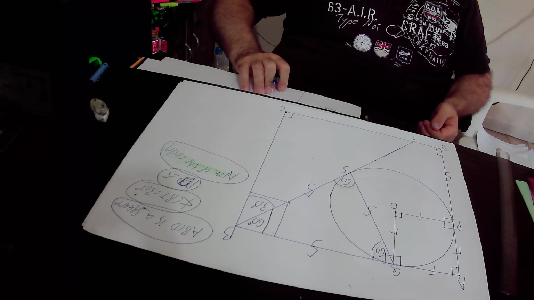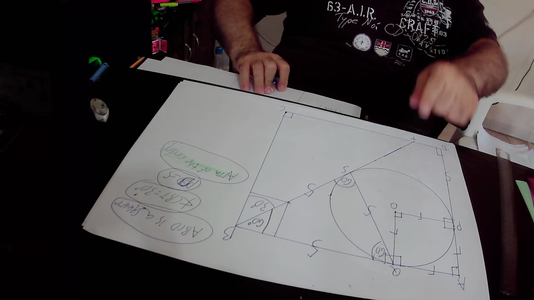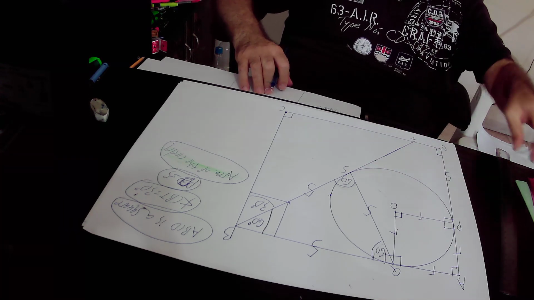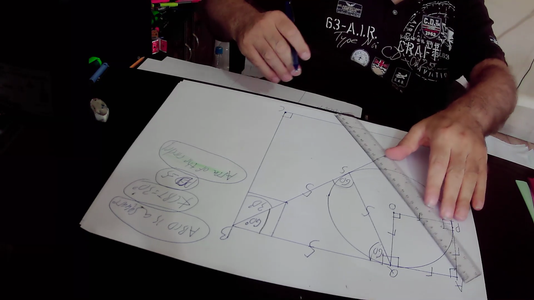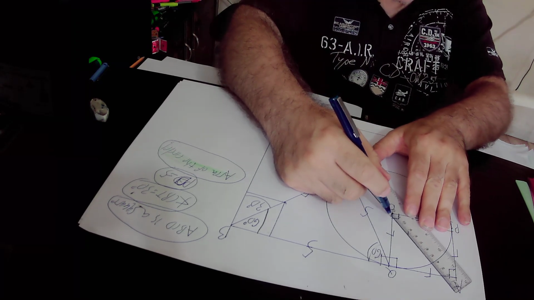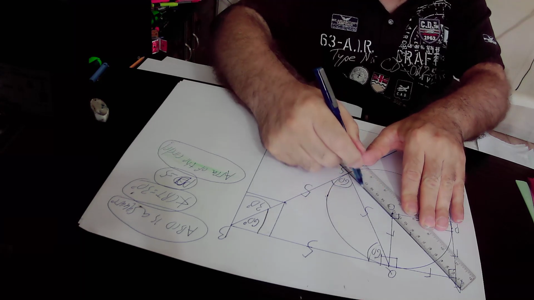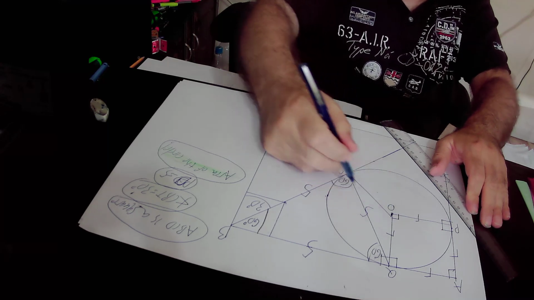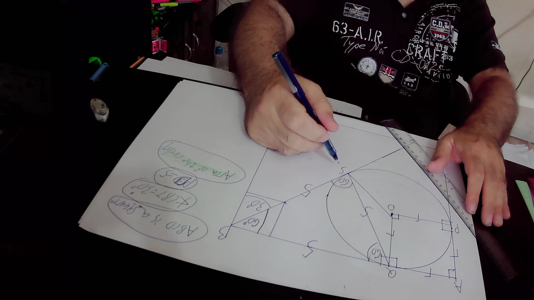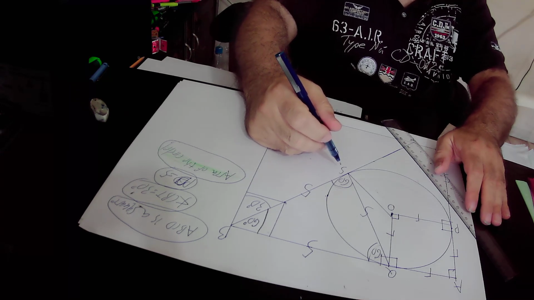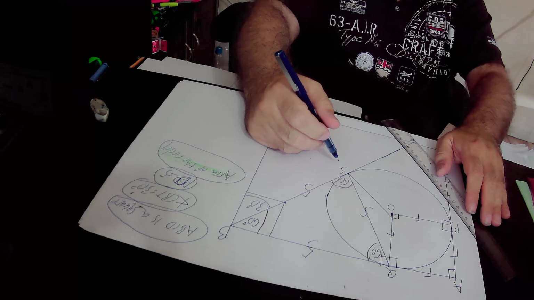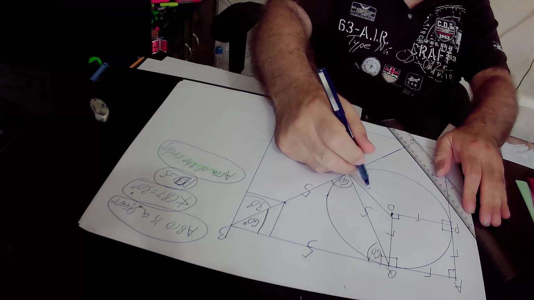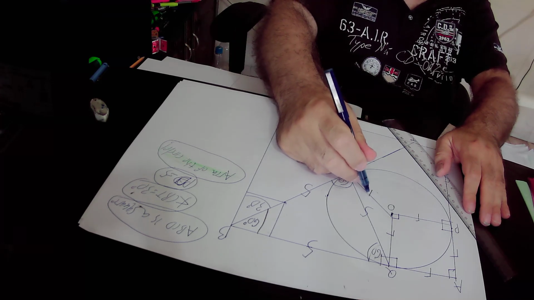In the next step, we'll join points O and S together by a straight line. Point O is the center of the circle. Point S is the point on the circle itself. Therefore, OS is the radius of the circle that is equal to R.